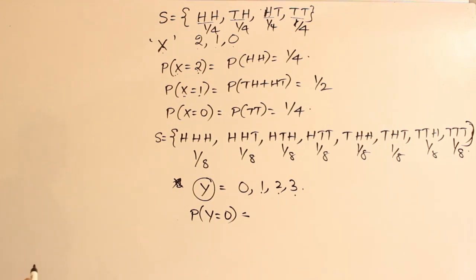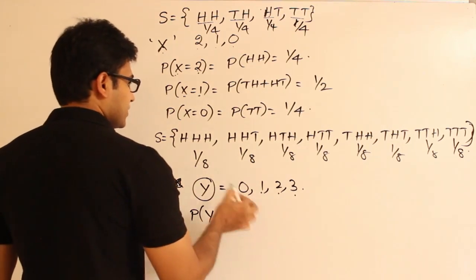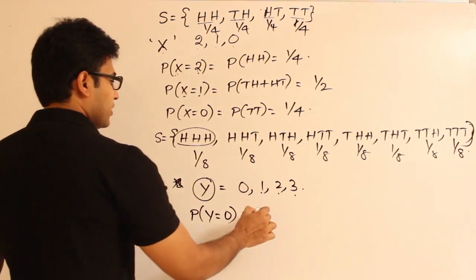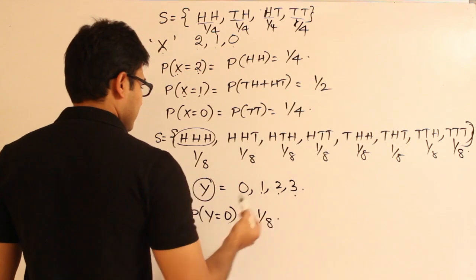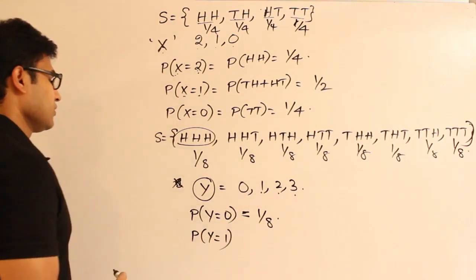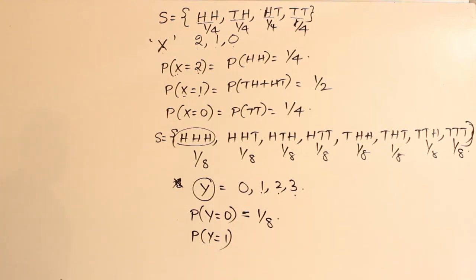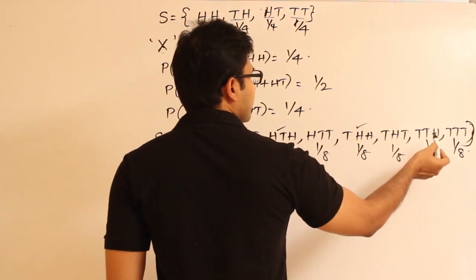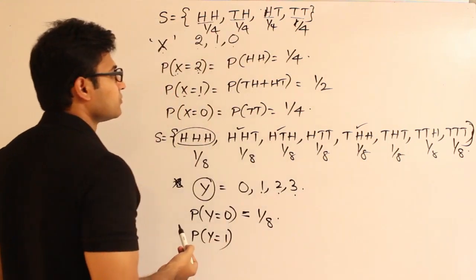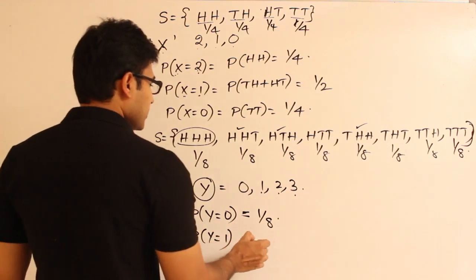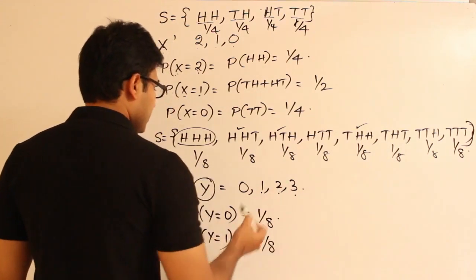Now if you want 0 number of tails, what is the event that is going to be favorable? Only this one, so which is nothing but 1 by 8. What is the probability that Y is going to take a value 1? So what are the events in which you get only one tail? So 1, 2, 3, only 3 events, right? You can check it. Yeah, only 3. So it is going to be 3 by 8.